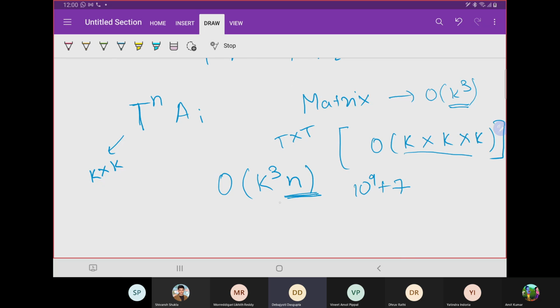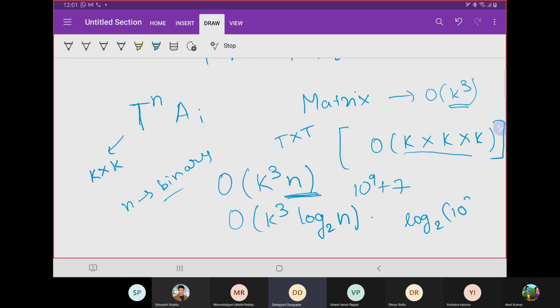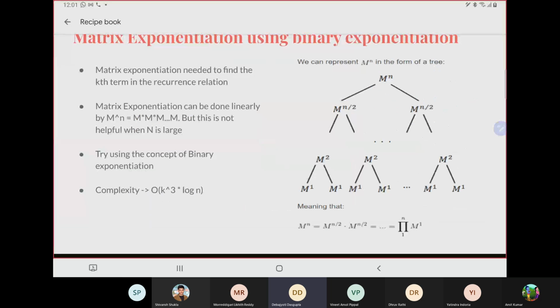Instead of doing this, if you take the thing that we did in binary exponentiation, that we take n in its binary parts and just take those powers of t, then this will reduce to k cube log to the base 2 of n. So see that now log base 2 of 10 power 9 plus 7 is, I guess, around 30 or so. You can see the significant reduction from 10 power 9 to 30. So your code will be running very fast with this.